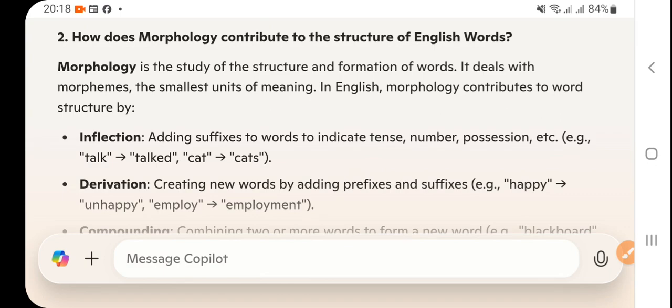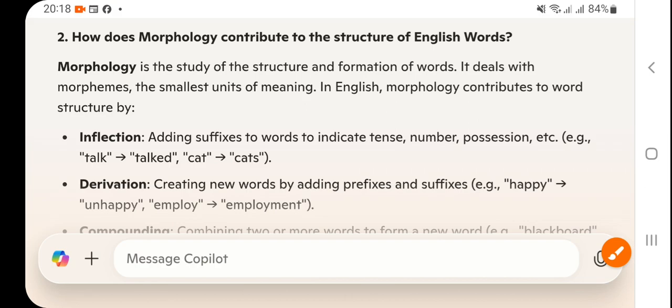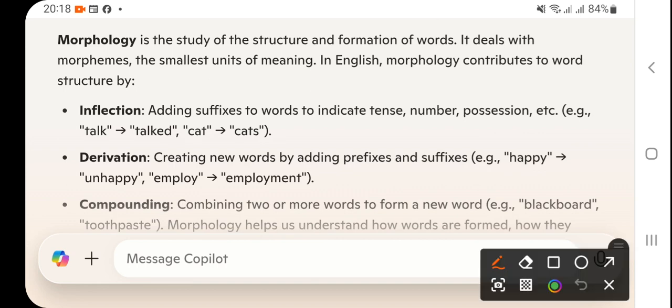Now the next question: how does morphology contribute to the structure of English words? Morphology is the study of structure and formation of words. It deals with morphemes. A morpheme is the smallest unit of meaning.